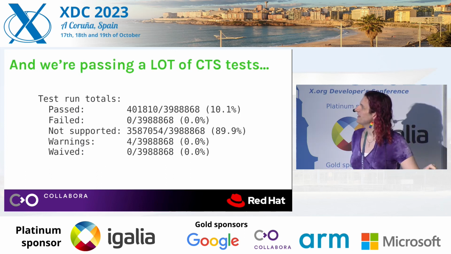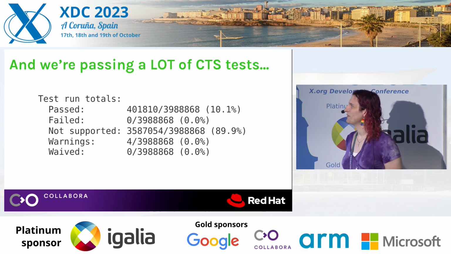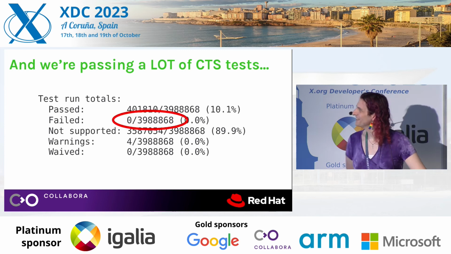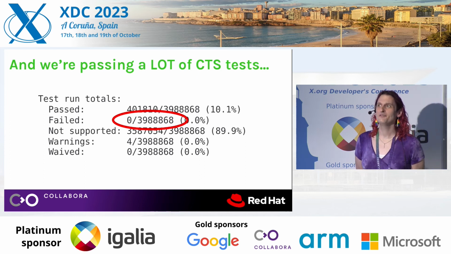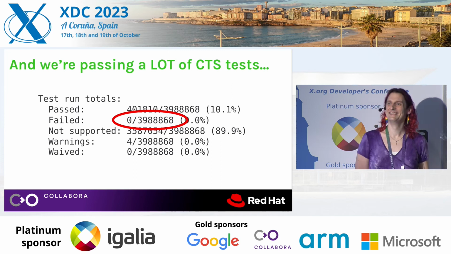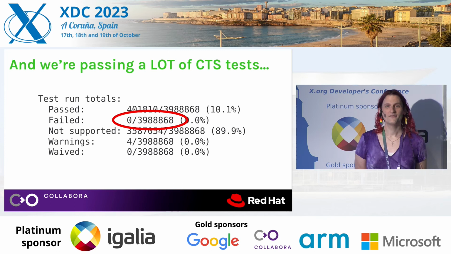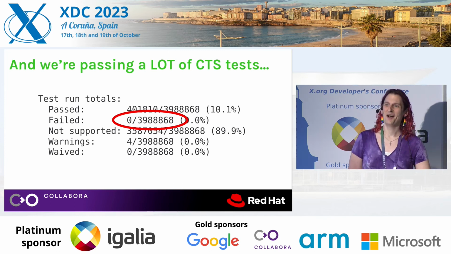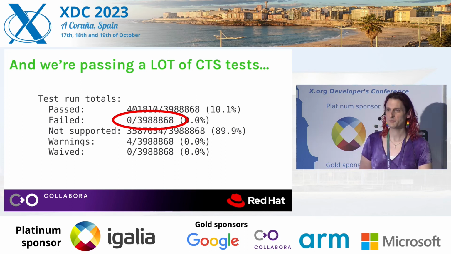And yeah, we're passing a lot of CTS tests. We're currently at 400,000 tests passing with 0 fails. We'll just highlight that number. That is as of the Valve dinner on Monday night. I finally got the results in. So yeah, we are in very, very good shape. I will be submitting performance immediately after the talk. And that is with Vulkan 1.0 specifically.